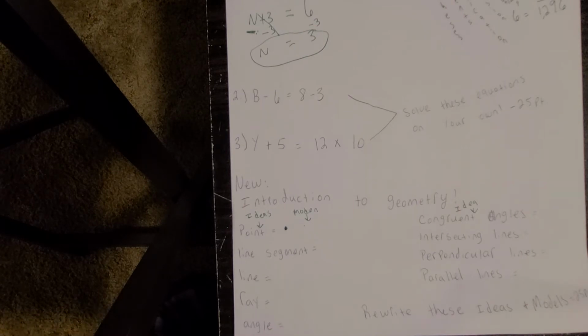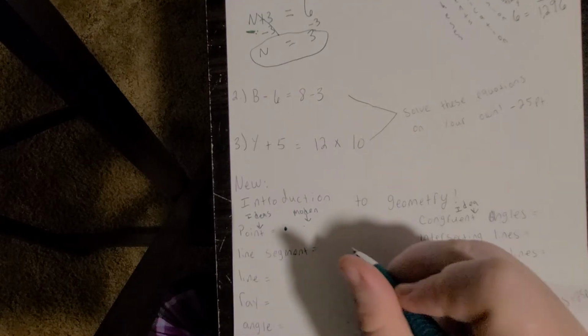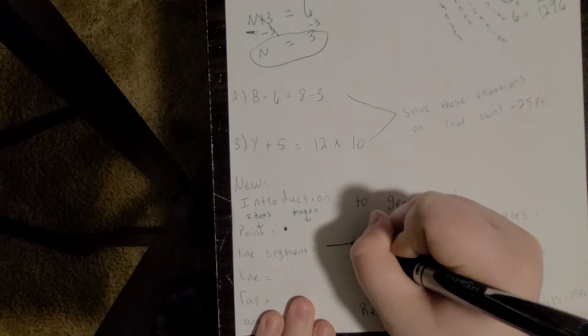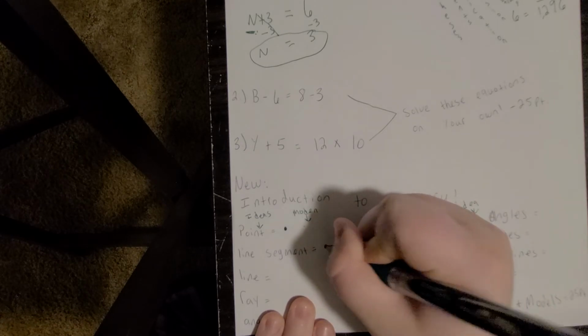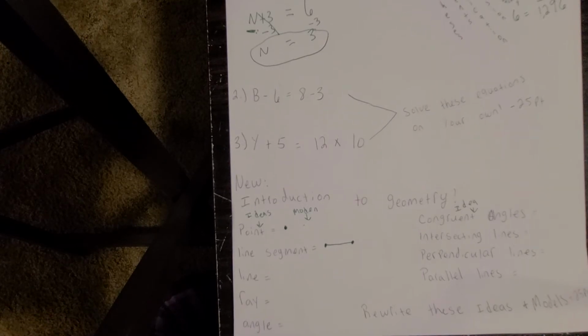Okay? What about line segment? Your line segment is a line with 2 points on each end. That means it has a stopping point on each end. Okay, that's a line segment.